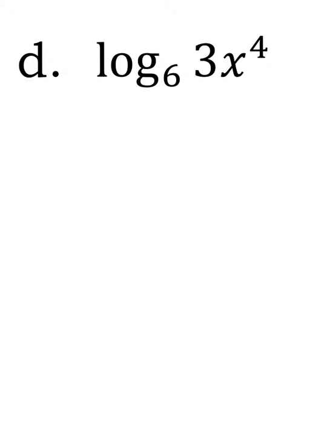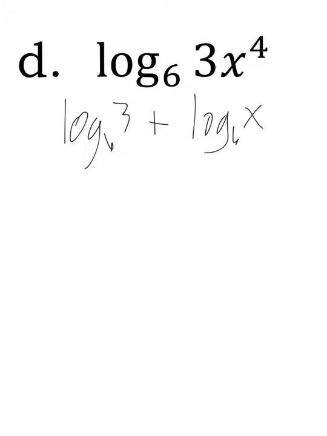So with D, we have log base 6 of 3x to the 4th. So the first thing I can do is go log base 6 of 3 plus log base 6 of x to the 4th. Again, because it's 3x to the 4th, that means 3 times x to the 4th, so you split those up, all right? And then now you have this exponent of x to the 4th.